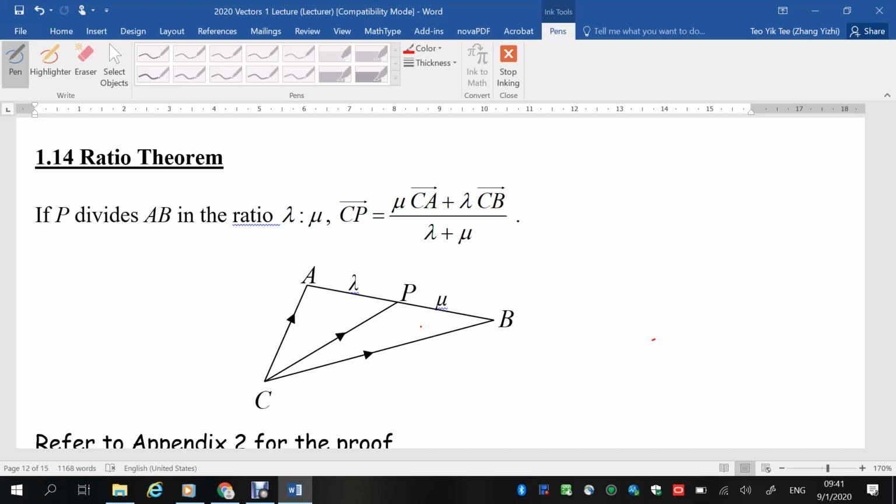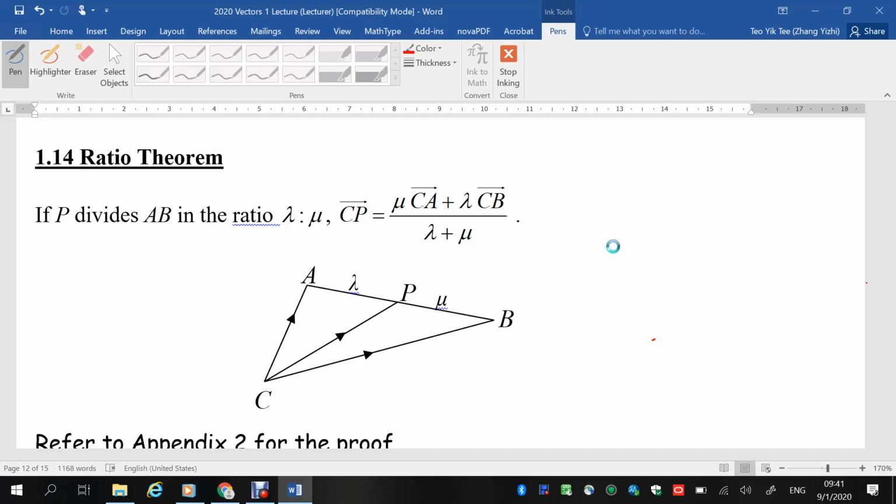But I know some schools don't teach because they felt that it's not really necessary for most of the questions in the O levels. So not to worry. This ratio theorem, I don't expect you to memorize. It is in the formula list. Your MF26 supplies this formula to you. So what I want to teach you now is actually very simple, how to use it very quickly.